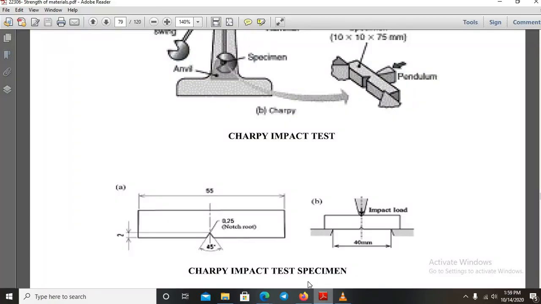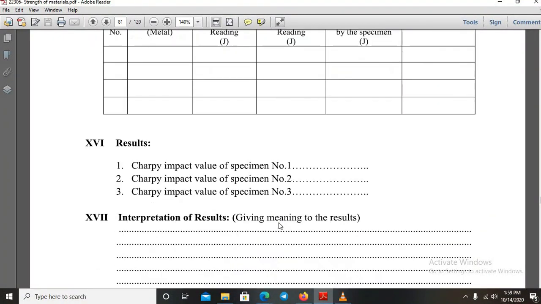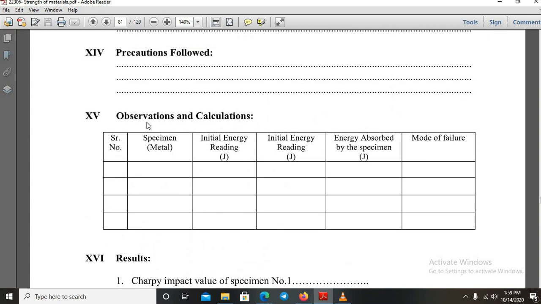When you go through the pages of this manual, you will find on one of the pages observations and calculations of part 15. In that, in the third column, you will see initial energy reading. To get this initial energy reading, we have done this particular trial.